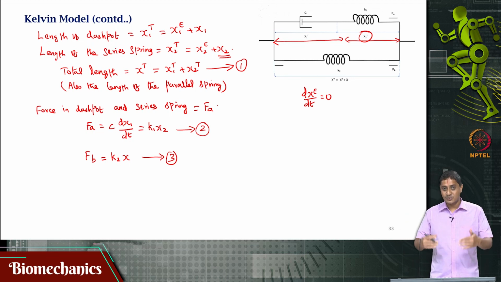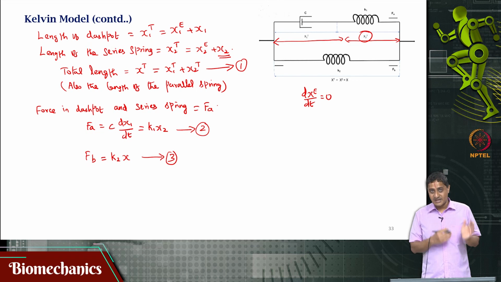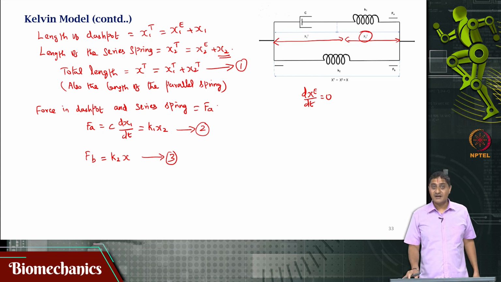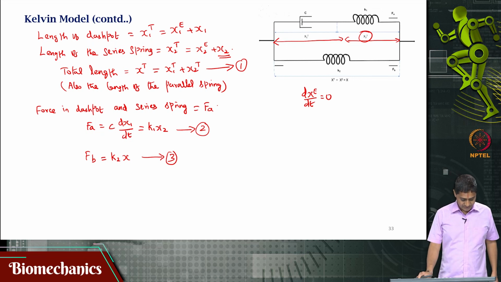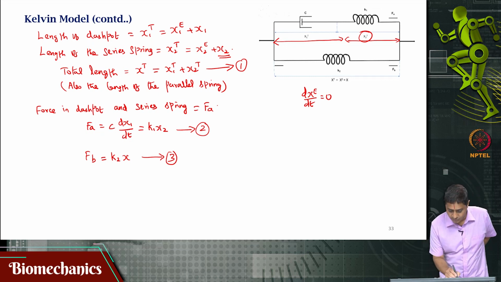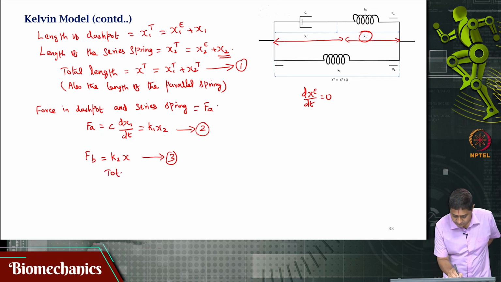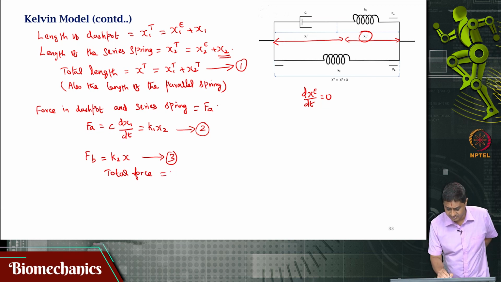If it is not clear, I request you to again watch both the Maxwell video and the Voigt video, and check this video until this point. You will definitely understand. It is not k2 x2, but rather k2 x, and I am going to call this equation 3. Now, what is the total force? The total force is the sum of the two forces Fa and Fb, that is F is equal to Fa plus Fb.